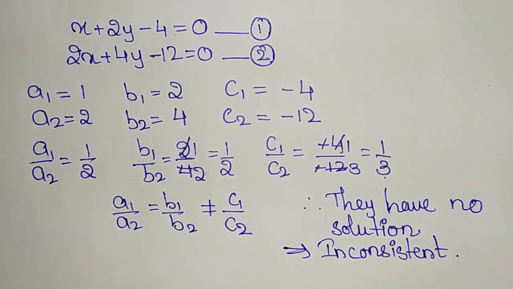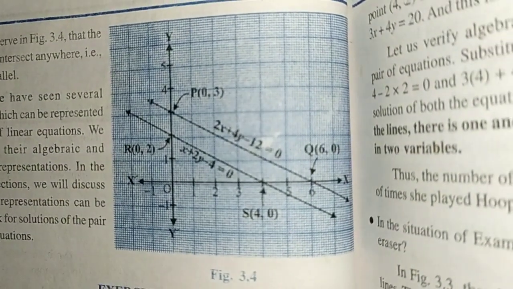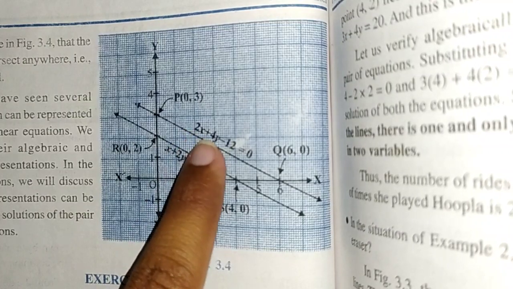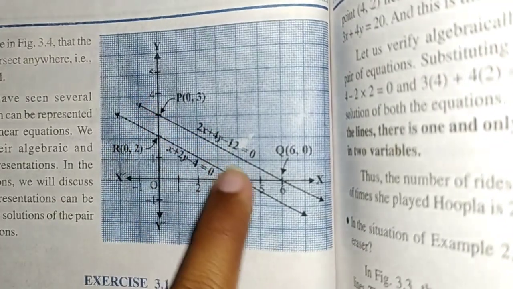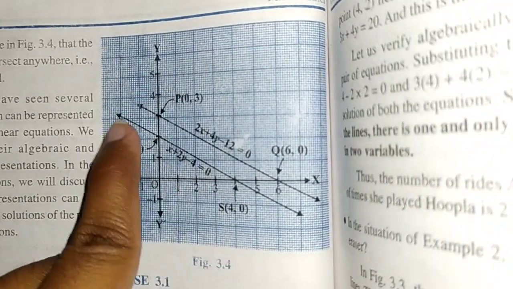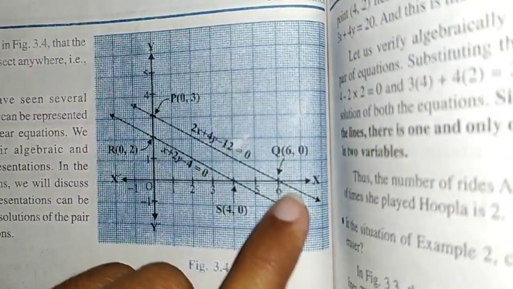You can even see the plot here. I will show you the plot of these equations. It is in your textbook. You can see it here. Yeah. This is the plot. This is the first equation. This is the second equation, 2x plus 4y minus 12. This is the line of that equation. And this is x plus 2y minus 4 is equal to 0. This is the line of the first equation. You can see that they are parallel lines.